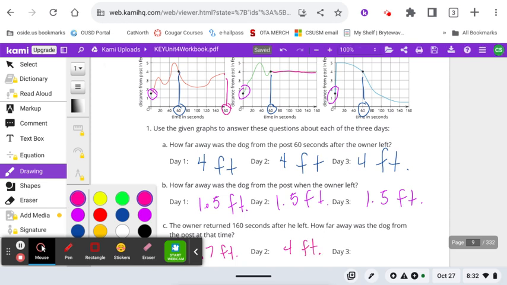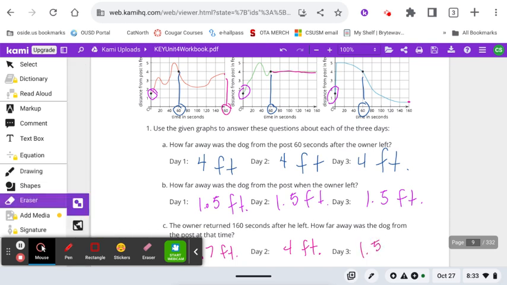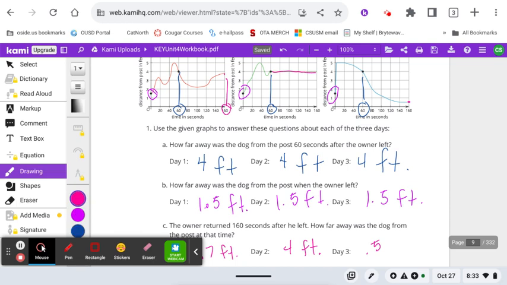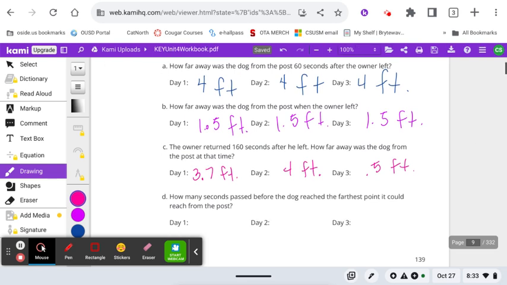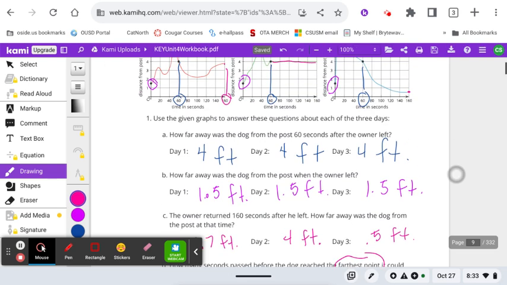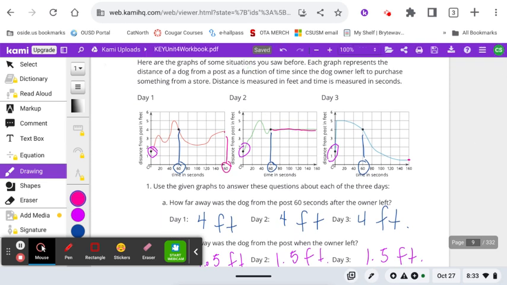And then on day 3, what would we call that? Like it's back, oh, not even 1.5. It's down at like 0.5 feet, like half a foot from the post. And then how many seconds passed before the dog reached the farthest point it could? What do you guys think the farthest point would be represented on this graph? You got it. It is that highest point of the graph on each one.